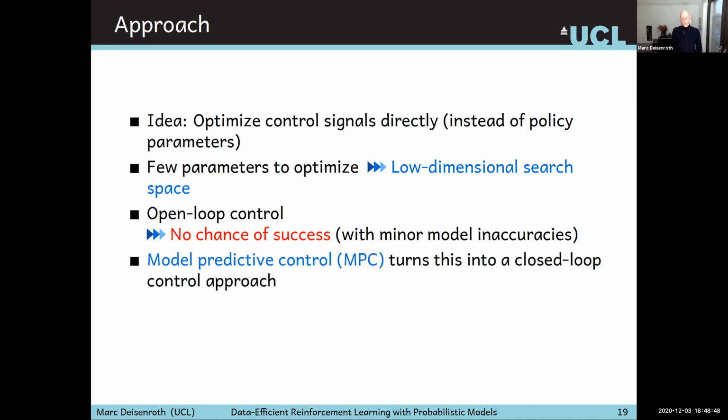So what we can do is look at a model predictive control framework that turns this open loop control problem into a closed loop control problem. And closed loop means we can account for new measurements of the state. And so we're going to use this now within a reinforcement learning setting.